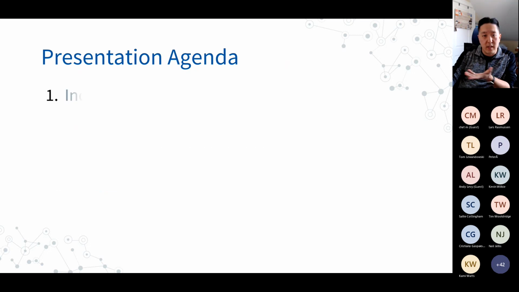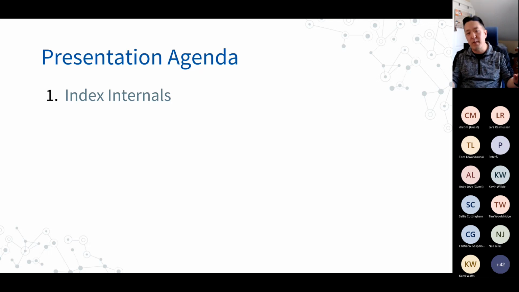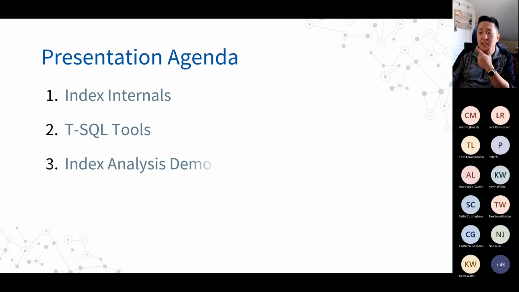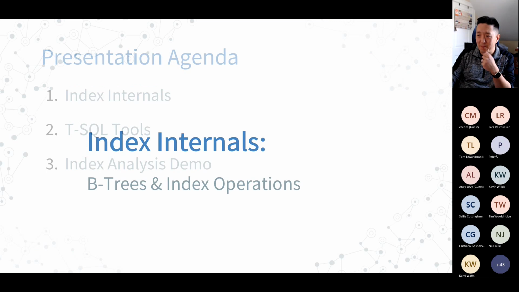And to take us on this journey about dealing with those duplicate and missing and redundant indexes, the agenda for today is, first we're going to cover a little bit of index internals. I like to set a bit of a foundation to make sure everyone knows a certain set of knowledge, which we will then be returning back to. So we're going to do a little bit of a deep dive into index internals. And then immediately thereafter, we're going to be spending the second half of this entire presentation all inside of T-SQL and demo in Management Studio. So we'll be talking about T-SQL tools and the index analysis demo in of itself, okay?